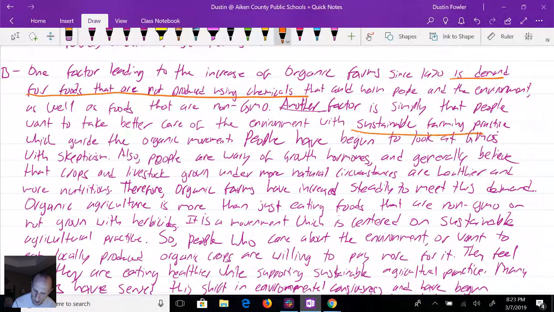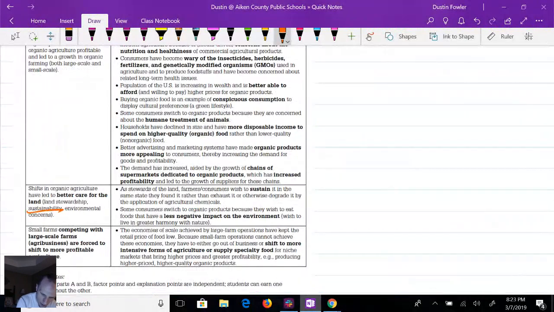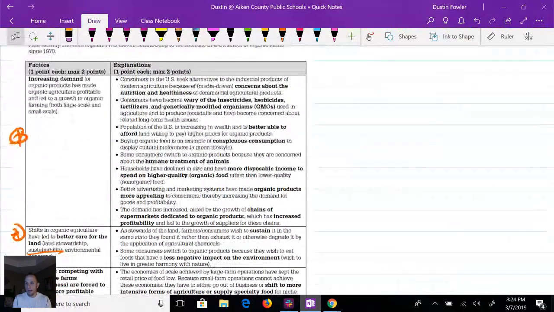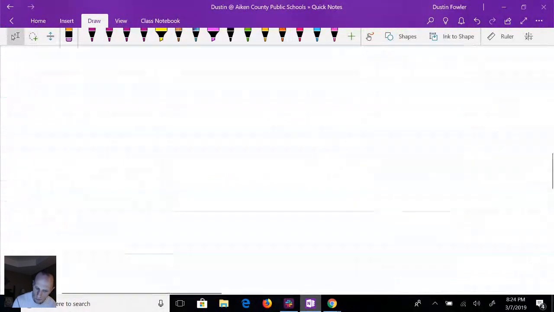Let's see what the rubric says about that second one. Yep, sustainability is right here. So I'm addressing these two identifications right here. Okay, and as a reader, I would give this response the ID for both of those. Now, the explanation is pretty detailed here, so I'm first going to look at where I put the explanation, and then we're going to take the time to look at how it would have scored on the rubric.